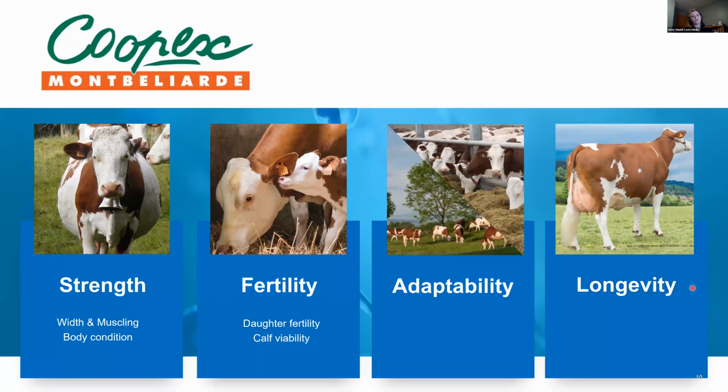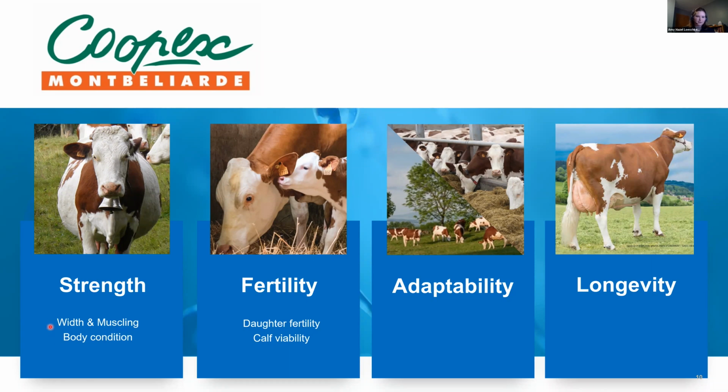Let's then move to talking about the Montpellier breed. The big strength of, pun not intended, is their strength. So Montpellier is known as a strong breed with a lot of width through their front end, a lot of muscling, and a lot of body condition.